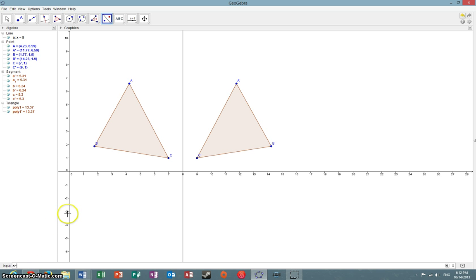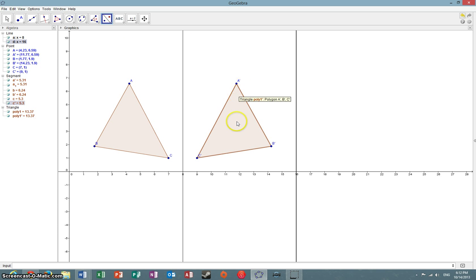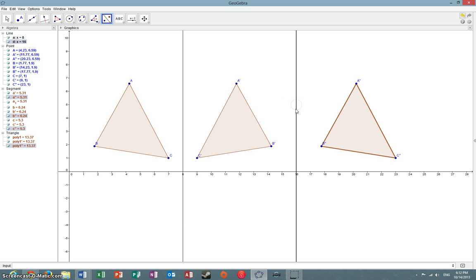There's our reflection. But let's see what happens here if we add another line of reflection. Let's say at x equals 16. I can reflect our image A prime, B prime, C prime over this line again. So now I've got my original, my pre-image, the image, and then the image reflected once more.